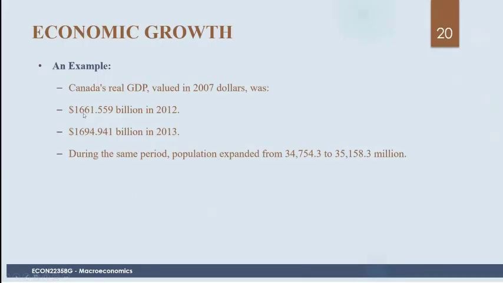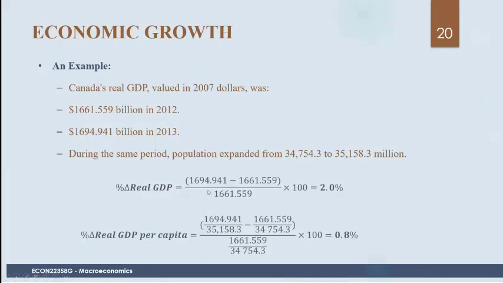And so we could just calculate the percentage change here, the percentage increase, to get a measure of economic growth. We could also divide these figures each by the corresponding population in each year to get the real GDP per capita. So the percentage change here in real GDP was 2%. Okay, so the economy grew by 2%, and real GDP per capita grew by 0.8%. So here we're just taking this, dividing it by its population, this dividing it by its population, and then we're going to take the percentage change in real GDP per capita.